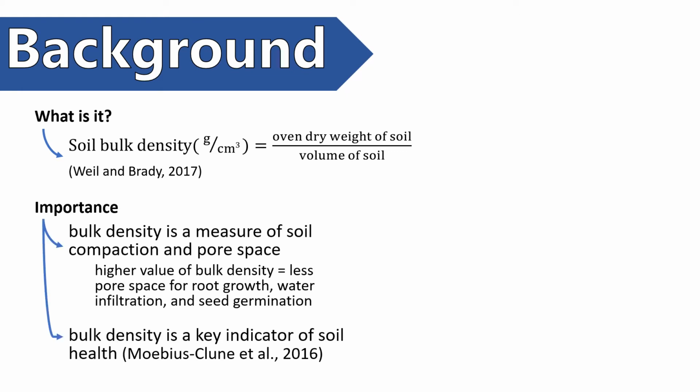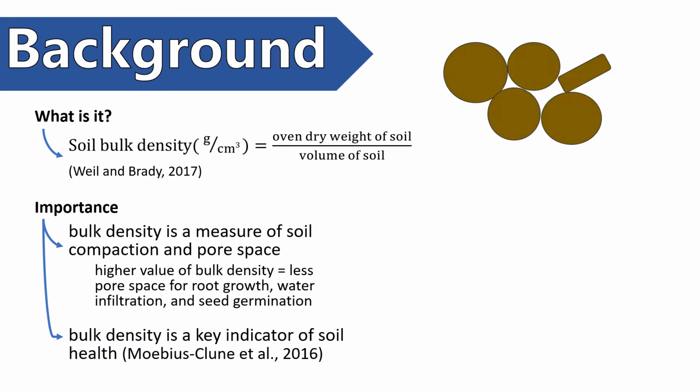Bulk density is an important measure of soil compaction and pore space in the soil. It is also a key indicator of soil health. If we think of these brown circles as different particles in the soil or aggregates, the space that lies between them is called pore space. And in these pore spaces, important things happen. Water and water-soluble nutrients are made available to plants, and also plant roots and microbial life move through and push around through these pore spaces.